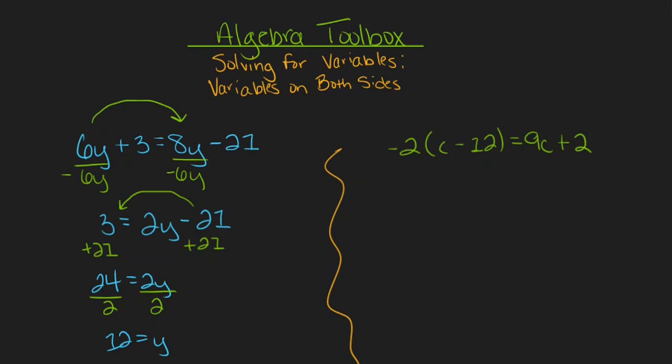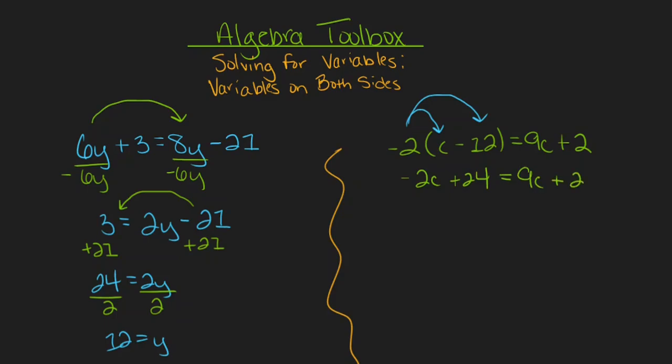The way that I can do this is taking the negative 2 that's outside those grouping symbols right now and distributing it into all terms that are inside the grouping symbols. So once I do this, I can rewrite my equation as negative 2c plus 24 equals 9c plus 2.